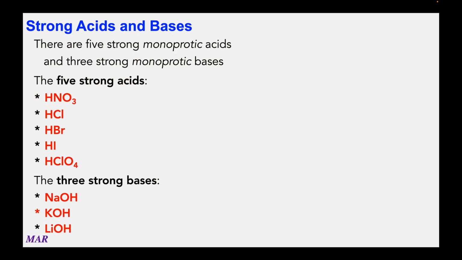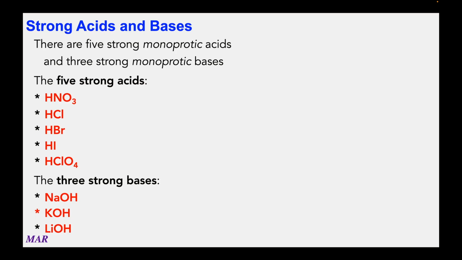Those are very strong acids. And so if you had a mole, say for example, of perchloric acid, you would have a mole not of perchloric acid, but actually of hydronium and also the perchlorate ion. Now the strong bases, those 3 strong bases, super important: sodium hydroxide, potassium hydroxide, lithium hydroxide.